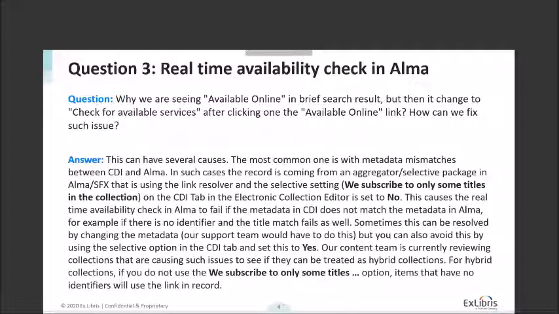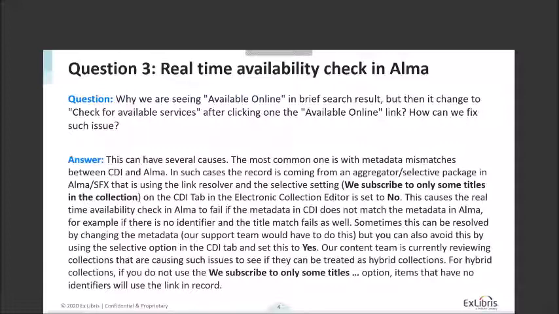Why are we seeing available online in the brief search result, but then it changes to check for available services after clicking on the, I think it's probably on the available online link? How can we fix such an issue? There can be several causes for that, and I listed here on the slide as the answer the most common cause for it. There could be various others, and there's actually an article which describes the other causes, but because this is the most common one, I'd like to focus on this one.